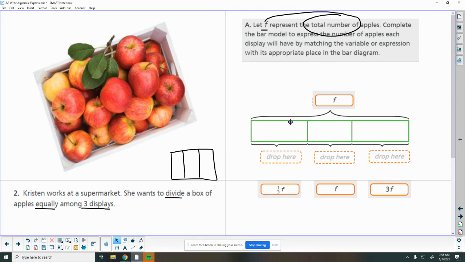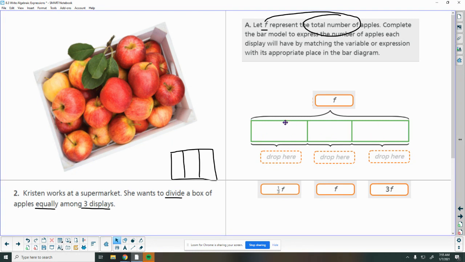So now we need to think about, what are we doing to F? So it told us it wants to divide them into 3 groups. So here, this was the total. This is 3 times more than the total. So that would be, if we put 3F representing this box, that would mean that we have 3 times more apples than we actually even have. So that one is not making sense for this situation.